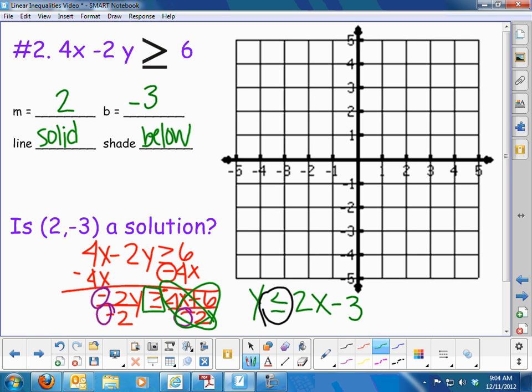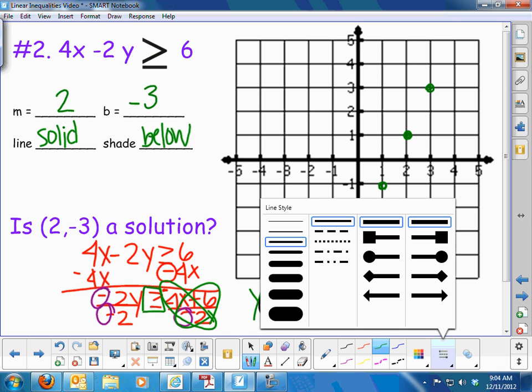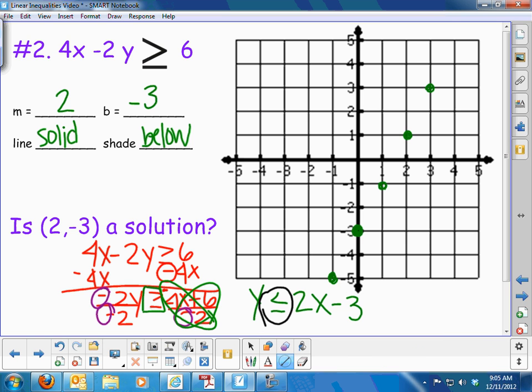So now I'm going to start at my y-intercept, negative 3. Then I'm going to rise 2 and run 1, so I'm plotting my ordered pair. I'm going to fall 2 and run to the left. Now I'm going to draw a solid line here. There is that. Very beautiful.